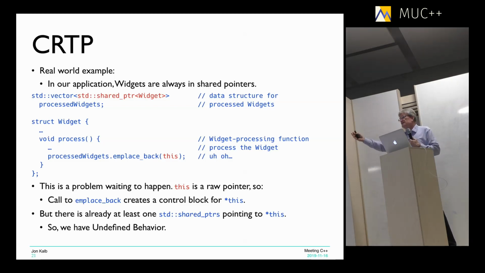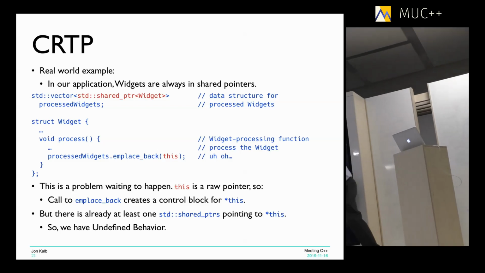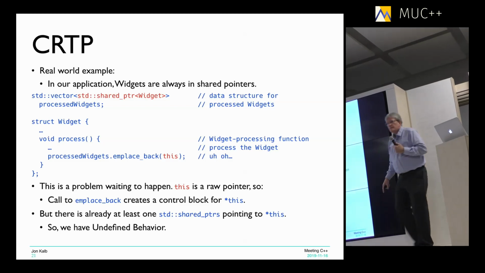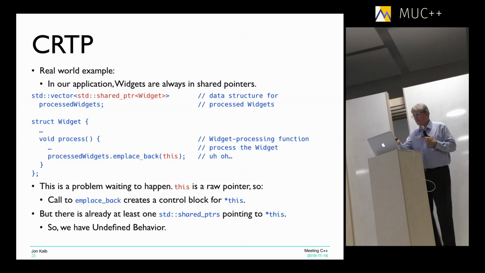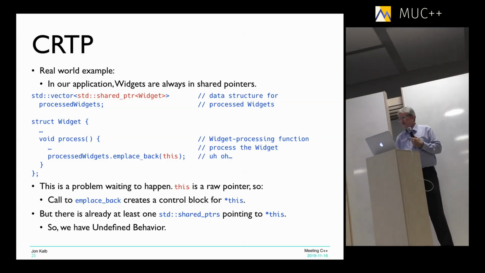That is, all of the processed widgets, or a pointer to them, will be found in the vector of processed widgets. So once we process a widget, we do whatever it is that we want to do for the processing, right here, and then we want to add it to the processed widgets vector. And that's where we're calling emplace_back of this. But emplace_back of this is an uh-oh situation. What does uh-oh mean? What's the problem here?